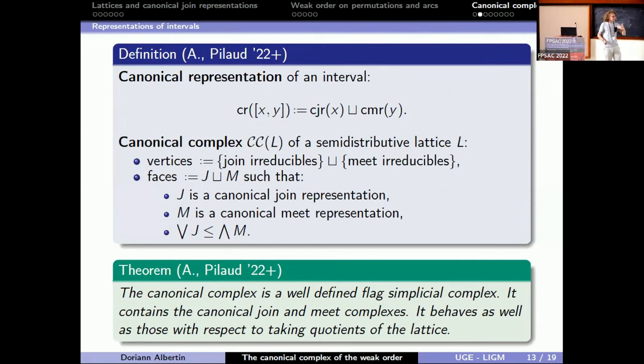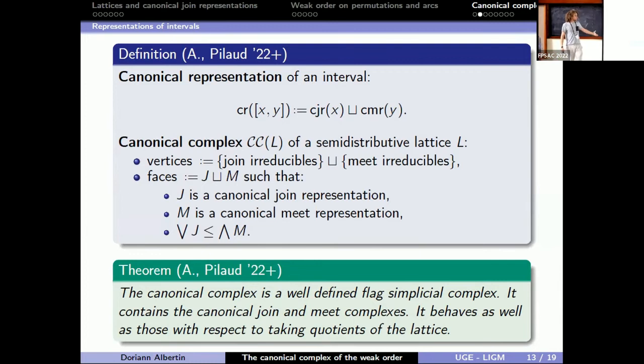So it's quite natural, after what we've seen, to introduce a simplicial complex that encodes these representations, whose vertices are going to be just the disjoint union of join and meet irreducible elements, and whose faces are going to be disjoint unions of bunches of irreducible elements, such that the first one is a canonical join representation, the second one is a canonical meet representation, and we want the element that is described to be one on top of the other one, or otherwise it's not an interval.